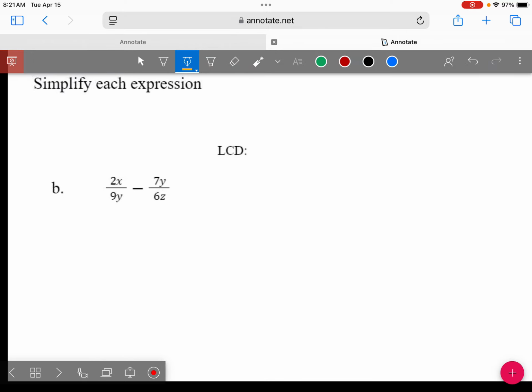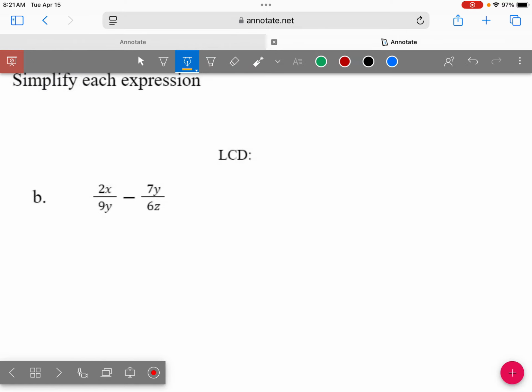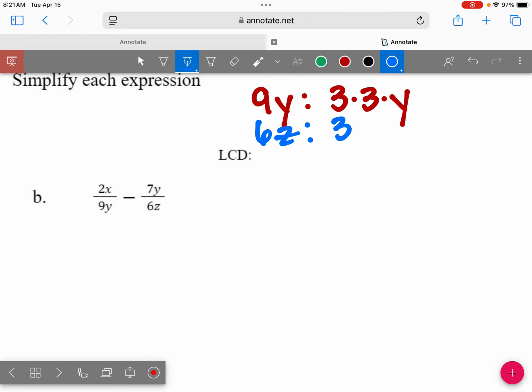All right, let's look at part B. First thing we have to do is figure out our LCD. So I have 9y. 9y can be broken down. 9 can be broken down to 3 times 3 times y. That's what 9y is. And then I have a 6z. Well, that's the same as 2 times 3 times z. So the only factor that they both had was a 3. That's the only thing they both had was a 3.